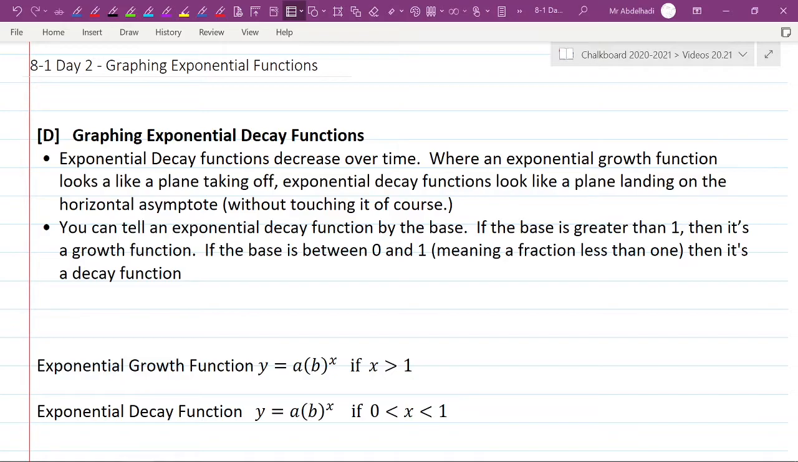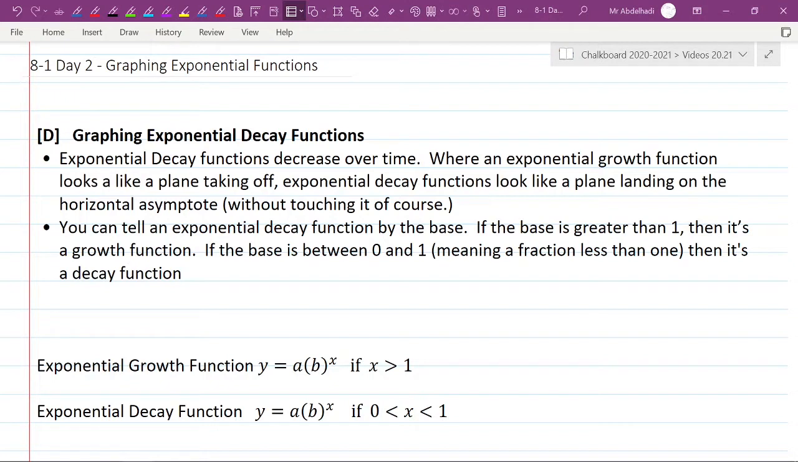Okay, welcome back. Today we're going to be talking about graphing exponential decay functions. So last time we graphed exponential growth functions, and now it's going to be decay. Now what does decay mean? Decay means something decreasing. Okay, growth means growing and decay means decreasing.